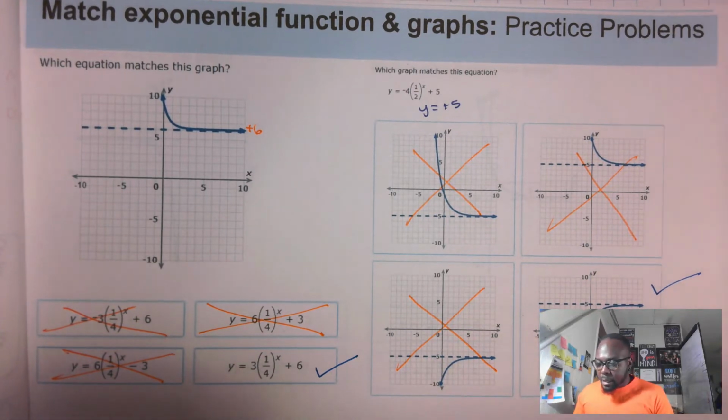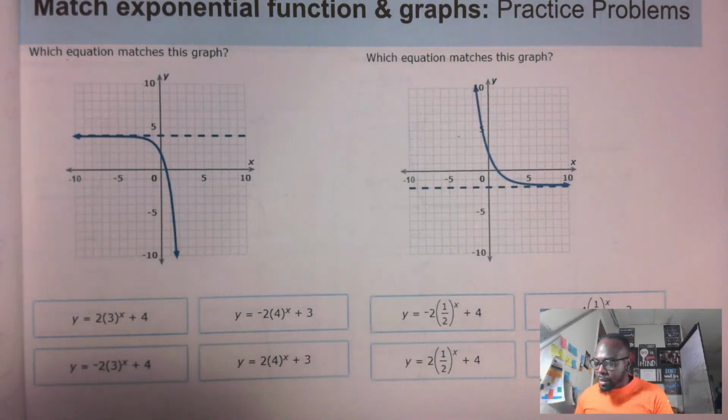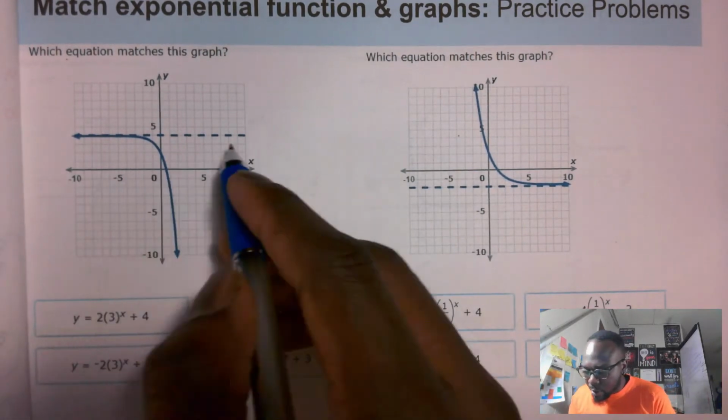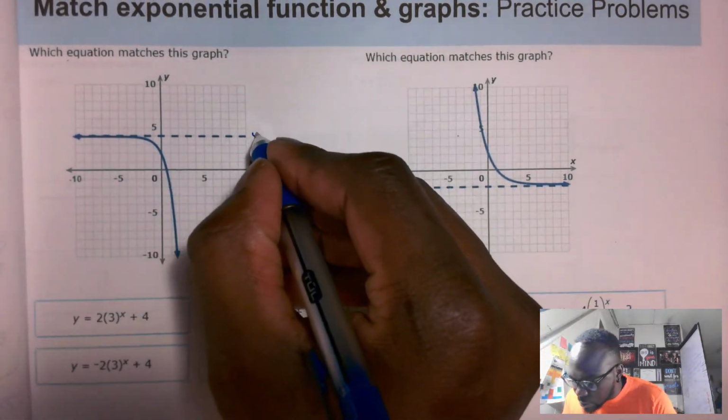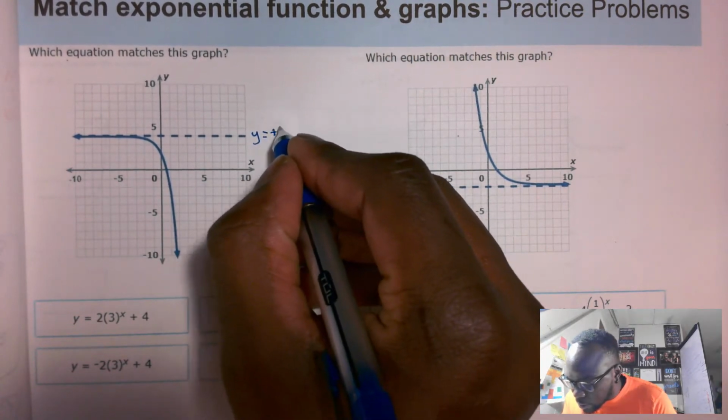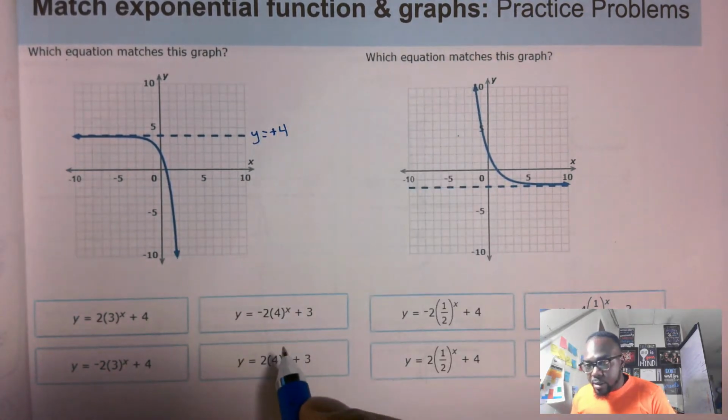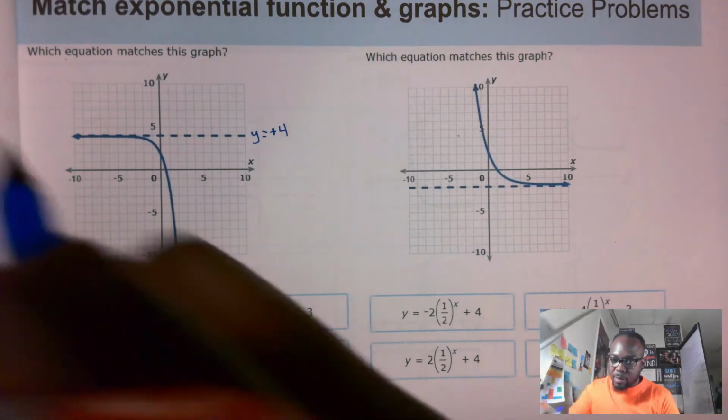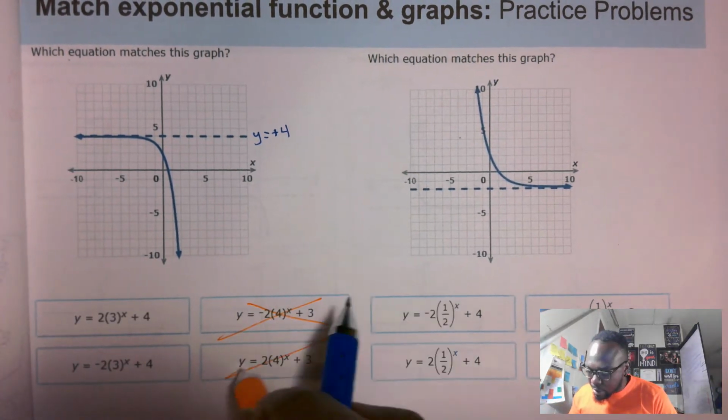All right, let's look at another example. It should be getting easier for you now. So here, what is my asymptote? This is y equals positive 4. So y equals positive 4, so that means I can do what? I can automatically get rid of these two.